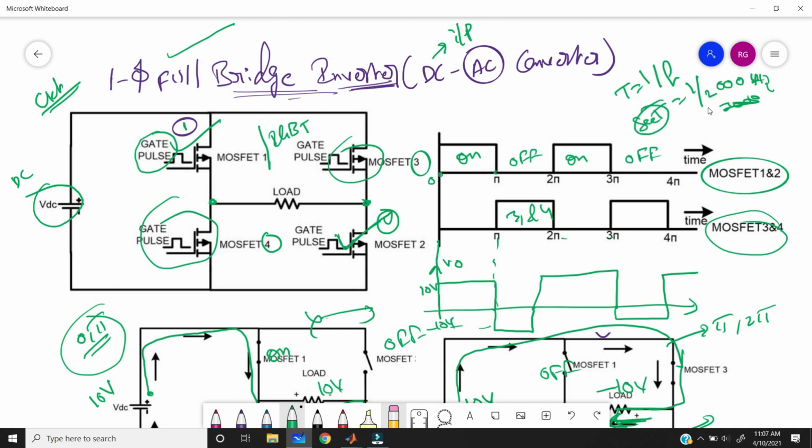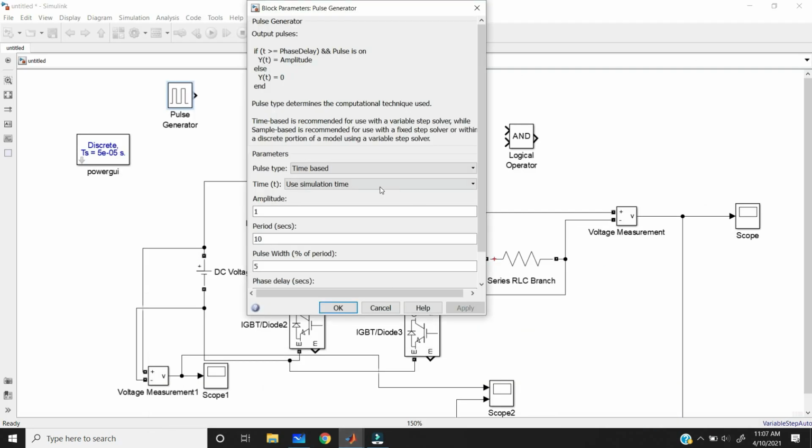Okay, because here they are asking for the time in seconds only. If you see this one, here they are asking for the period in seconds only, but we know the frequency, right?